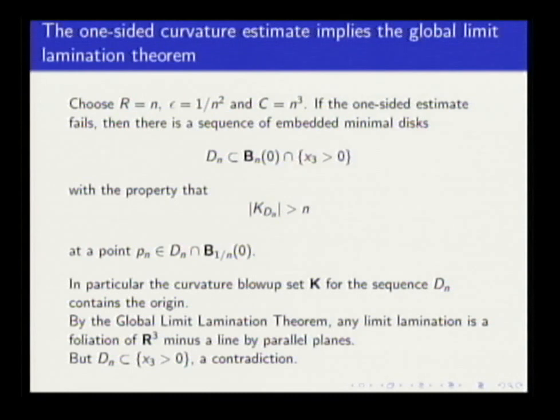So the limit lamination theorem says, however, that if you have a non-empty curvature blow-up set in a situation like this, you must get the whole line, and the leaves are parallel planes orthogonal to that line. But look, each of these disks lies in the upper half space. So there are no leaves in the lower half space. That's a contradiction. So the global result implies the local result. Of course, the local result was used to prove the global result. So for the purposes of this lecture, they're equivalent.